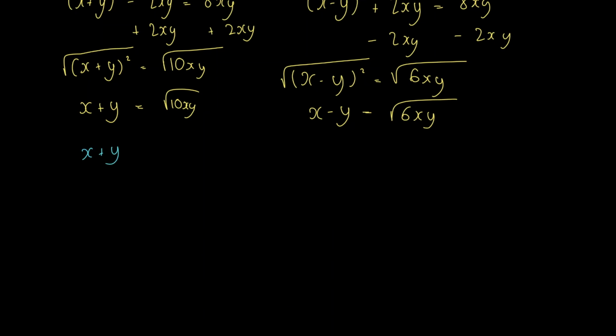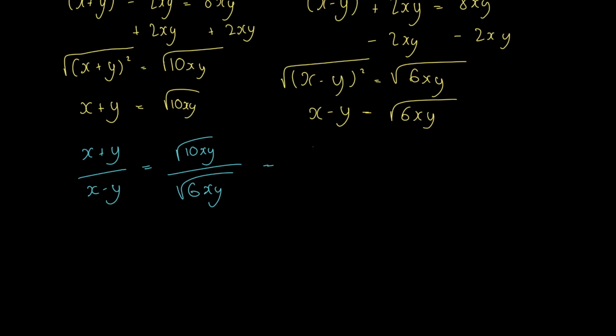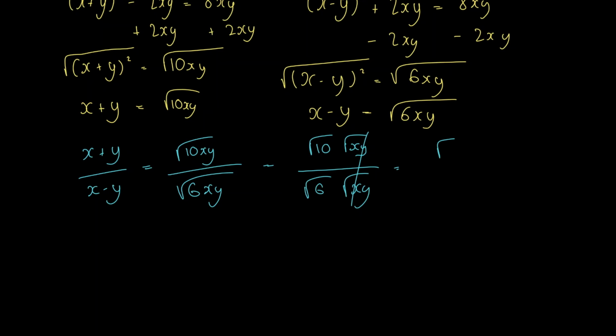So we have (x plus y) divided by (x minus y). This is equal to the square root of 10xy divided by the square root of 6xy. We can rewrite this as the square root of 10 times the square root of xy divided by the square root of 6 times the square root of xy. These two cancel, and we're just left with the square root of 10 divided by the square root of 6. And this is equal to the square root of 15 divided by 3. And this is the final answer to our problem.